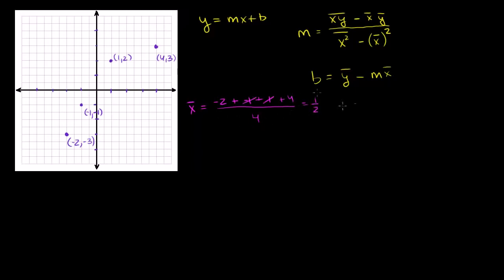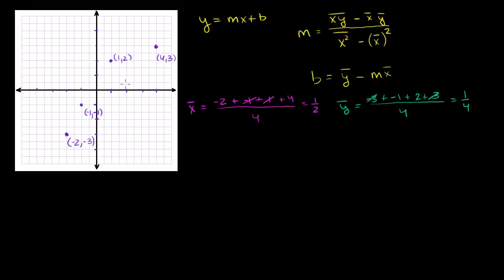Now let's do the mean of the y's. We have -3, we have a -1, and then we have a 2, and then we have a 3. And once again, we have 4 data points. That guy and that guy cancel out. -1 plus 2 is 1, so this is equal to 1/4.